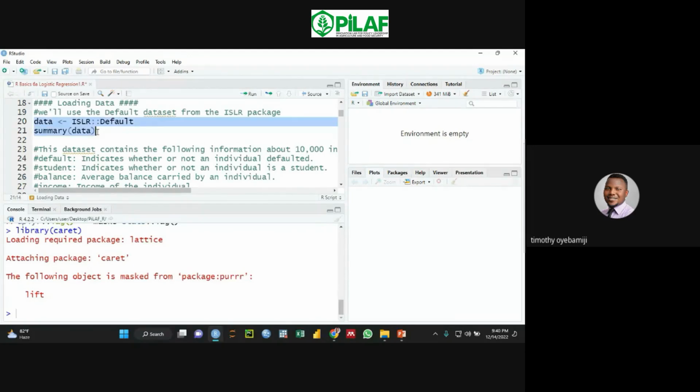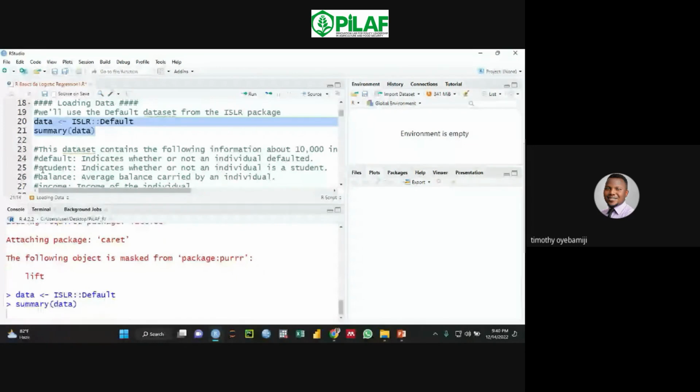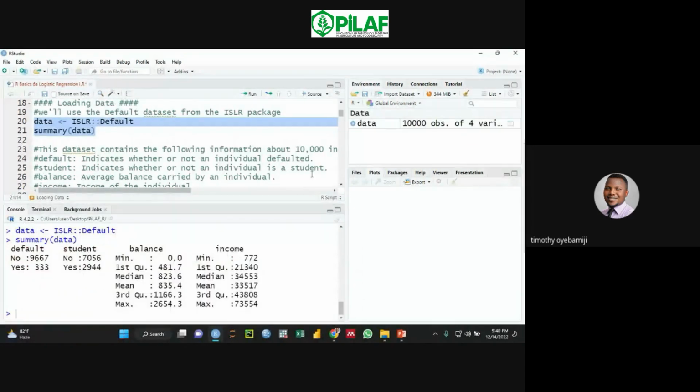All right. Then the second column is student. It indicates whether or not an individual is a student. Again, this is a yes or no. So you can see the default: we have no, 9,667 that are not defaulters, while 333 are defaulters. Default is a categorical variable because it has two levels or two factors, no and yes.